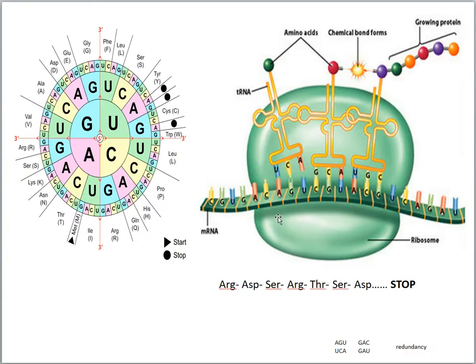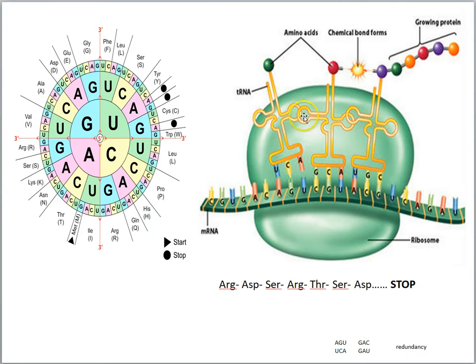Now let's take a look at what happens in the cytoplasm. The big green blob here is the ribosome, and you'll see it's hooked up to a messenger RNA molecule here. Notice the sequence of letters. Now the ribosome's job is to read the messenger RNA 3 letters at a time and then link amino acids in the order specified by those triplets.